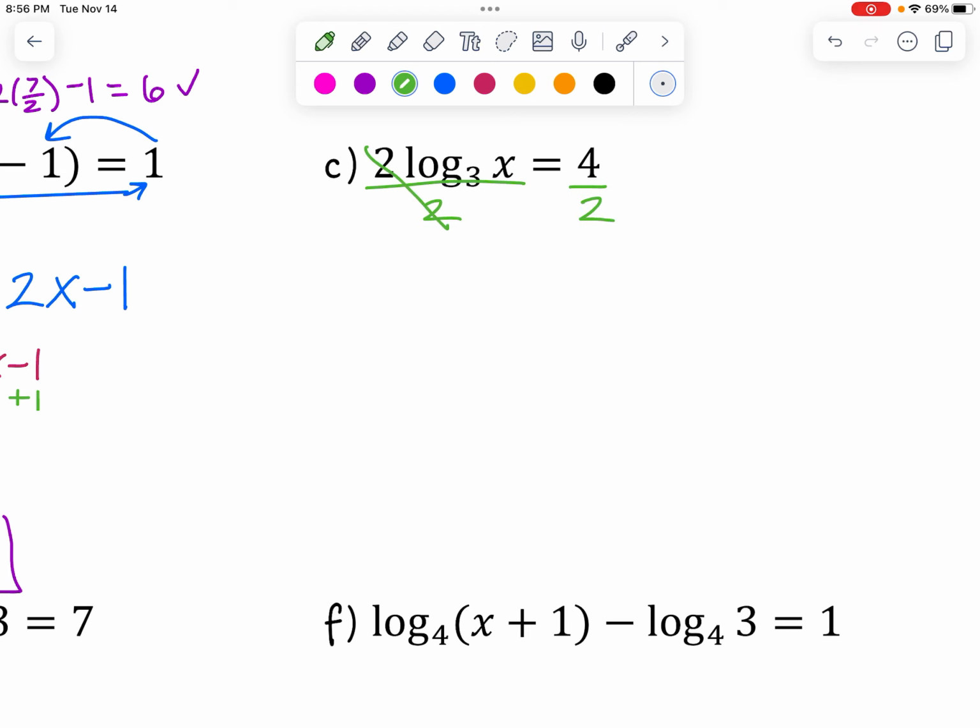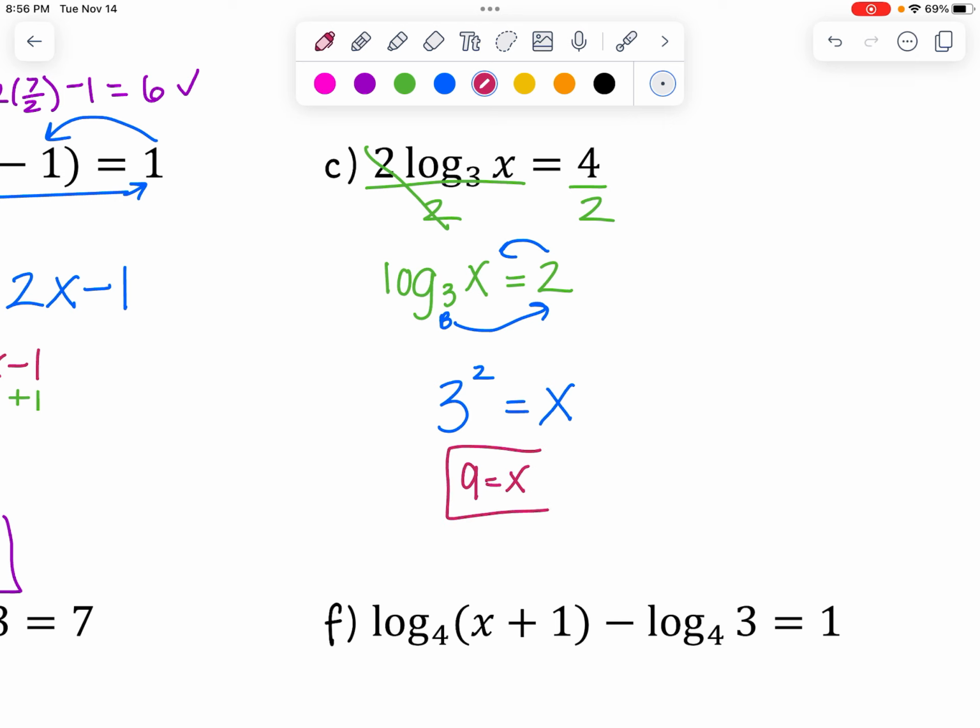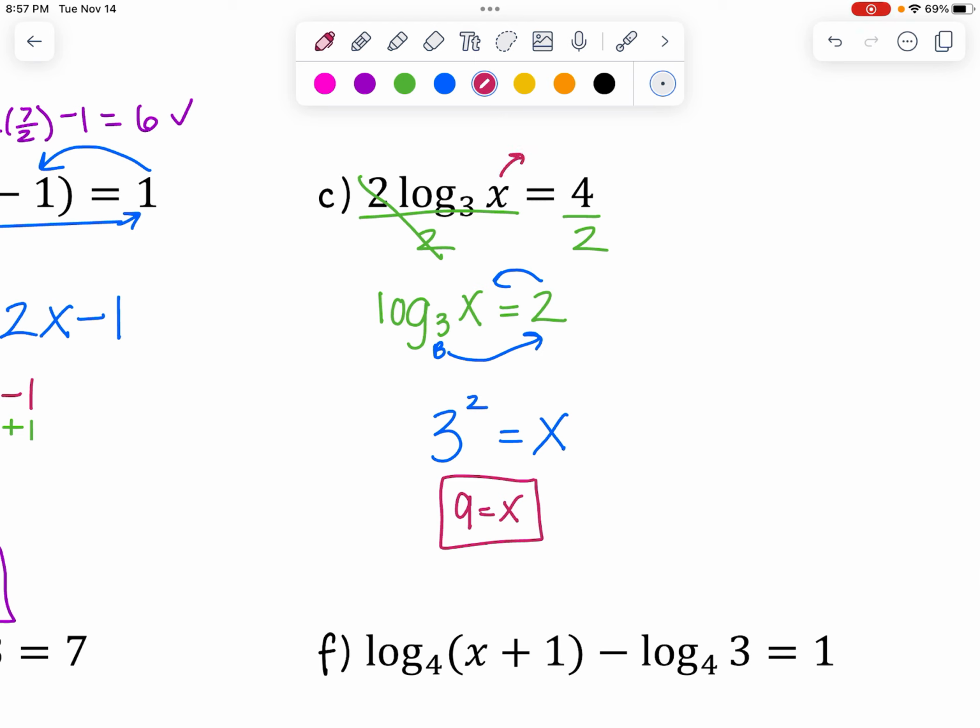So I'll divide that 2 away so that way I get the log by itself because I cannot switch forms if I have that 2 out front. Now I'm ready to switch to an exponential. So starting with my base of 3 to the power of 2 equals x. All right, simplify. So 3 squared we know is 9. And there's nothing else to solve for, so x equals 9. Plugging it back in here, if I plug in 9 for x, well, that is a positive number. So that's a good answer.